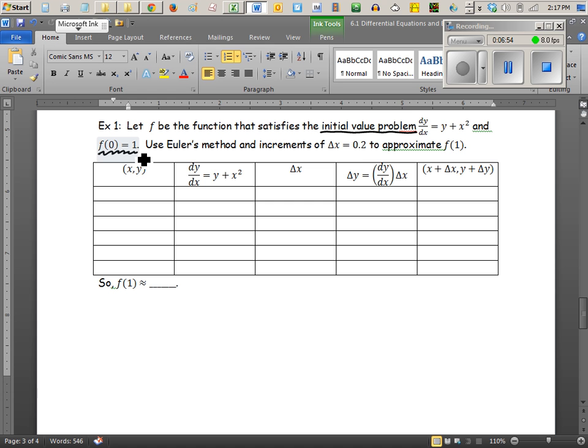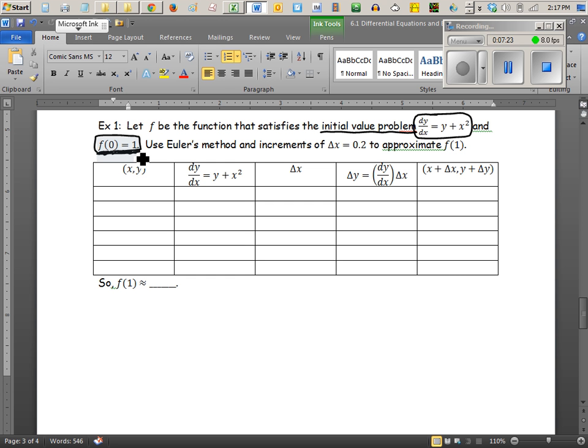Here's what's going on. There is a slope field generated by dy/dx, and in that slope field lives a family of curves, but only one of them passes through the point 0, 1. We would like to study that curve without actually solving this differential equation.